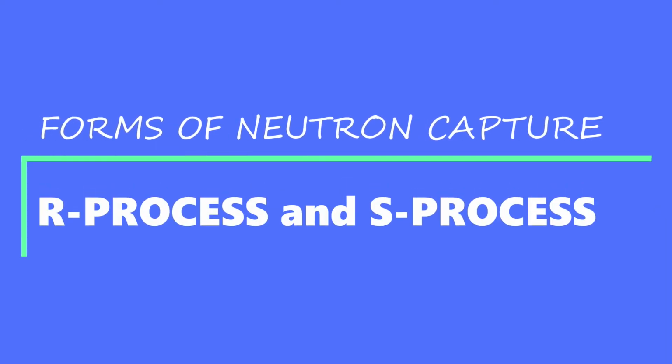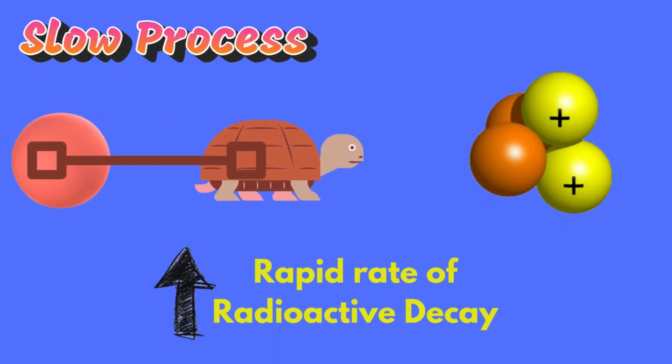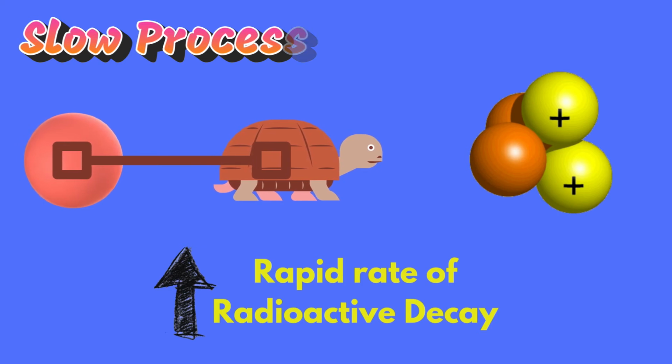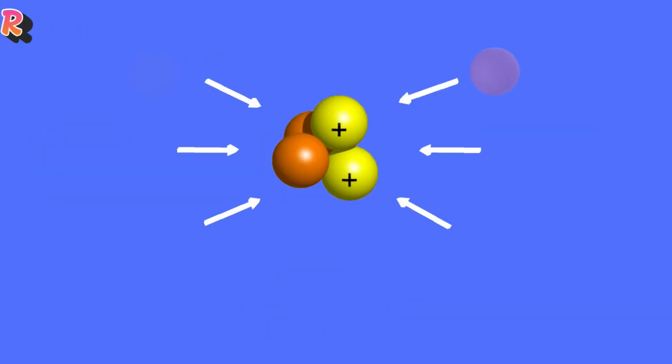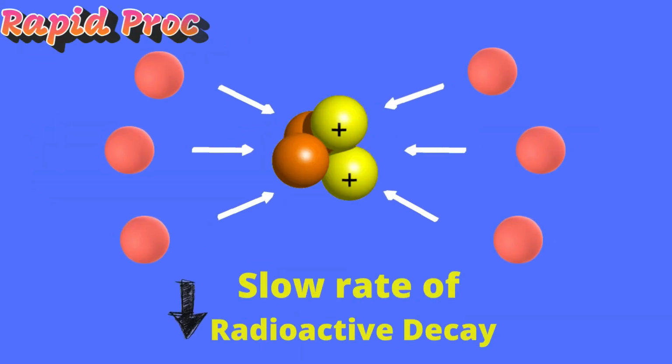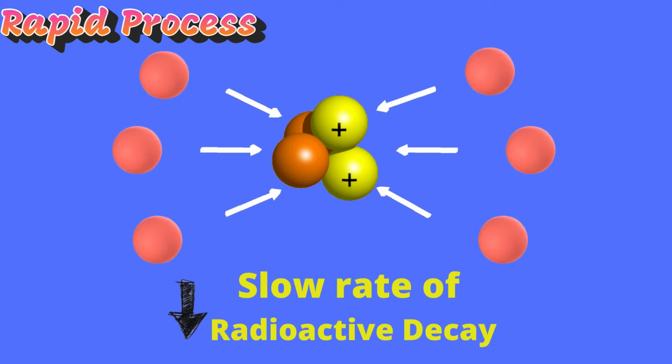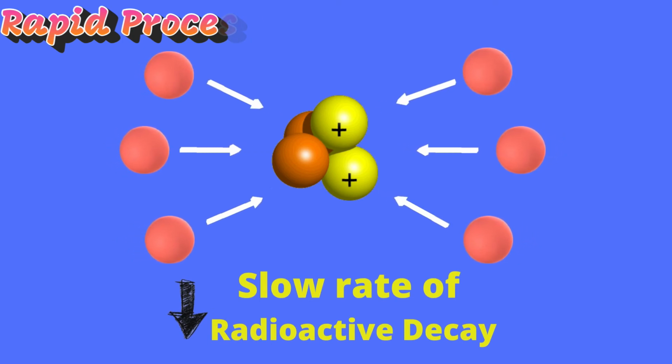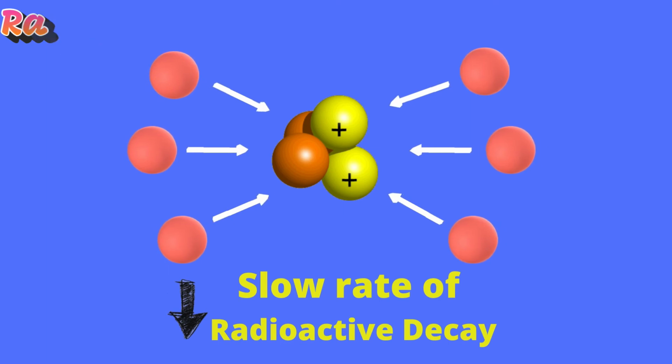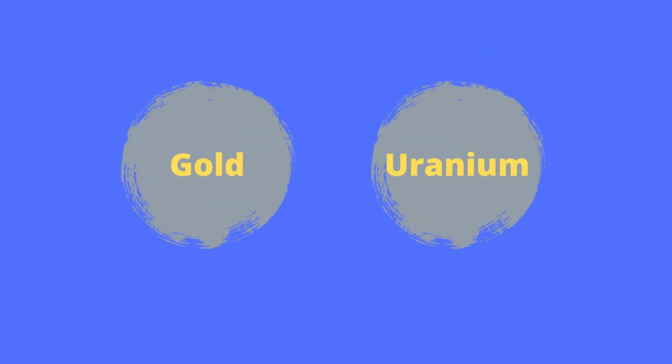There are two forms of neutron capture, the R process and the S process. The S process or slow process occurs when there is a slow rate of neutron capture but a rapid rate of radioactive decay. The R process or rapid process implies that neutrons are captured at a quicker rate before they experience radioactive decay, allowing for more neutrons to be integrated at the nucleus to make elements heavier than iron.